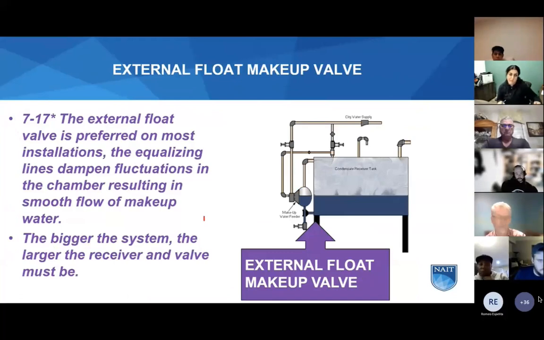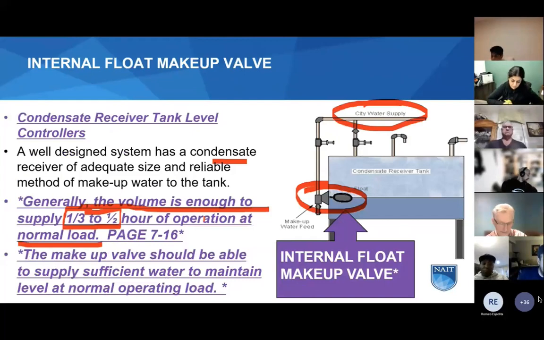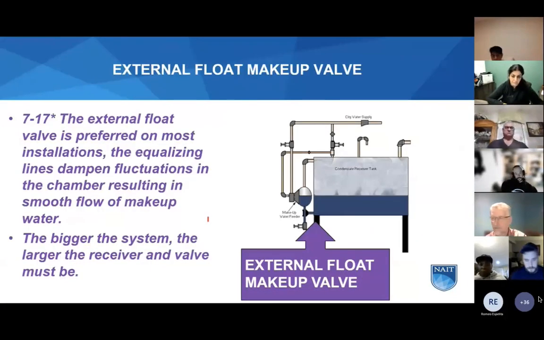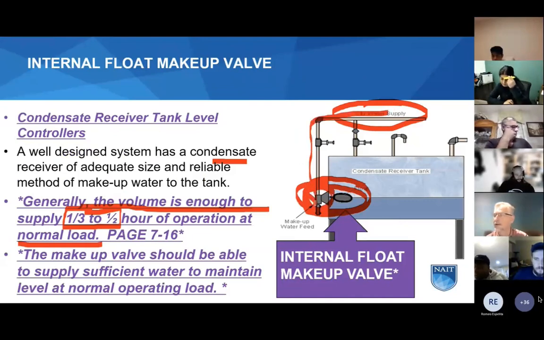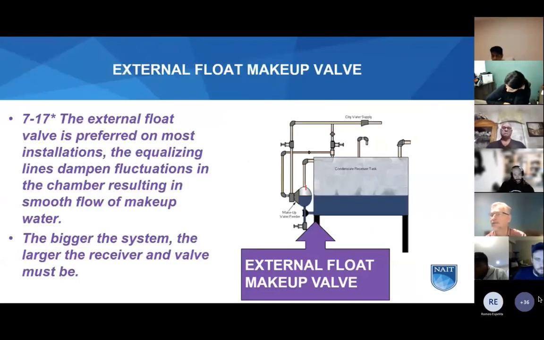conditions. External float valve. So this first one was page 716, and then we jump over to a different type. Just a really small difference here. This has a float inside the valve. I found some better pictures of this today. So the valve is the same for the makeup feed water from the city. A float inside the tank is called an internal float makeup valve. If the float is on the outside, it will actually result in a smoother flow of makeup water.